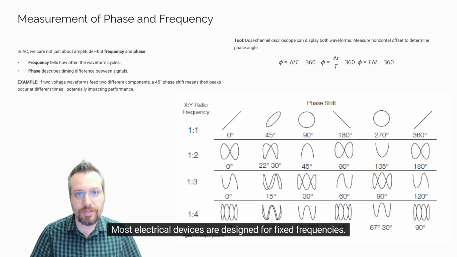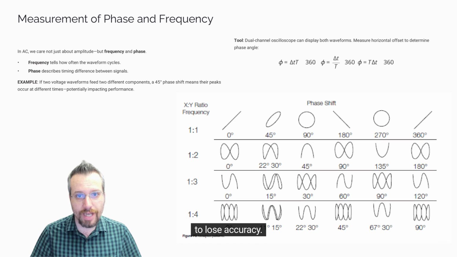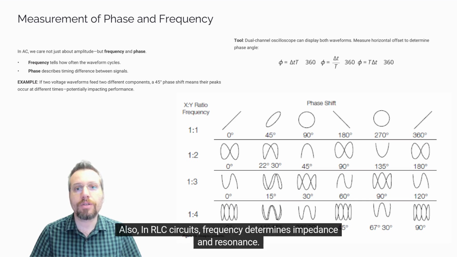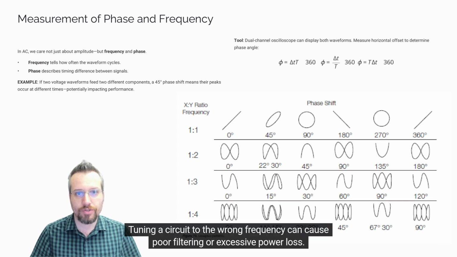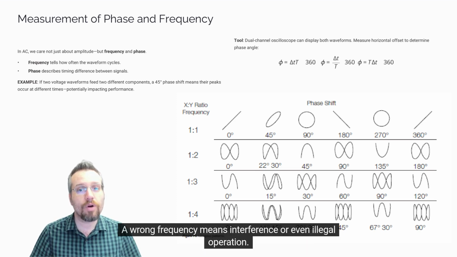Most electrical devices are designed for fixed frequencies. A significant deviation can cause motors to run too fast or too slow, transformers to overheat, or clocks to lose accuracy. Also, in RLC circuits, frequency determines impedance and resonance. Tuning a circuit to the wrong frequency can cause poor filtering or excessive power loss. In addition to those, in radio and Wi-Fi, specific frequencies are allocated by regulation. A wrong frequency means interference or even illegal operation.